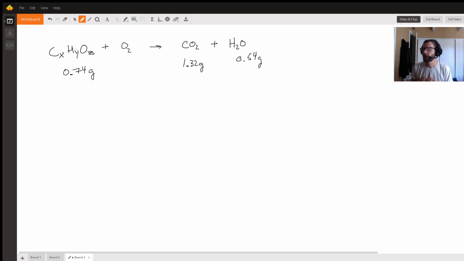In order to start this problem, you have to convert everything to moles first, because moles is the only way you can really compare two things together. So we take carbon dioxide and divide it by its molecular weight, 44 grams per mole. We put 1.32 divided by 44 in our calculator and we get 0.03 moles of carbon dioxide. Likewise, we can do the same thing for water, divided by 18 grams per mole, the molecular weight of water. So we take 0.54 divided by 18, and we get 0.03 moles of water.